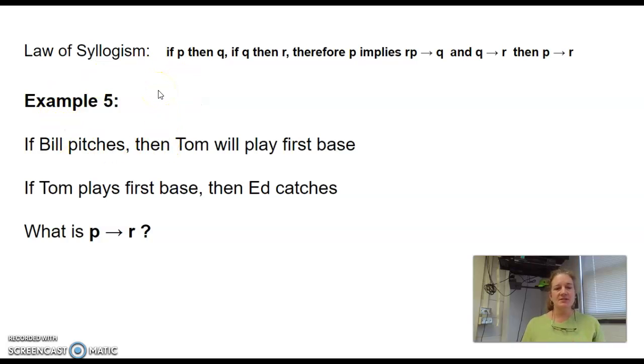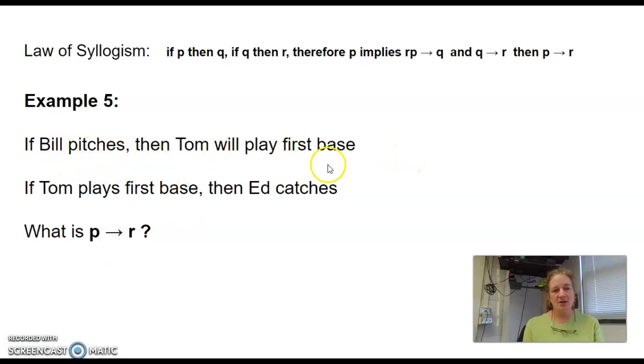If Bill pitches, then Tom will play first base. If Tom plays first base, then Ed catches. This is a rule that you actually learned in algebra. It was one of the first things that you learned at the beginning of the algebra year, but we're going to make this less mathy. You ready? See how it repeats?